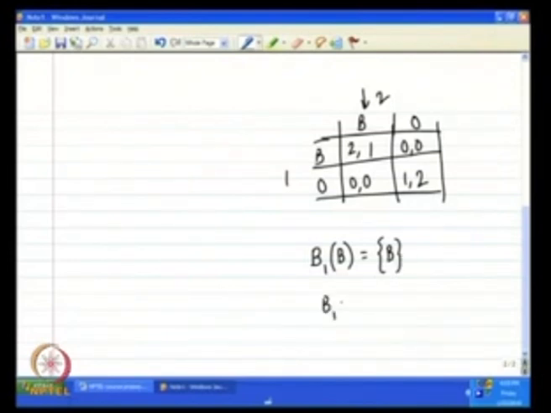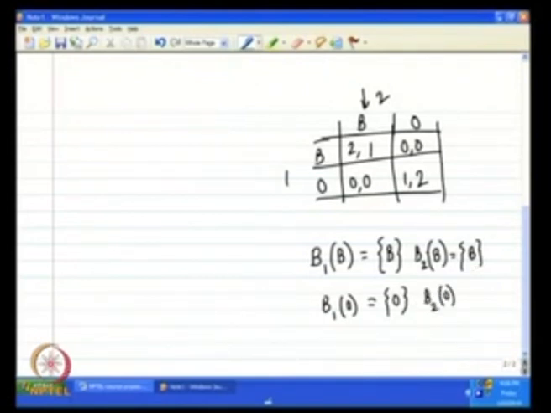And similarly, if player 2 plays O, the best response is no longer B, then the best response is O, because from O he is going to get 1, if he plays B he is going to get 0. So with respect to action taken by player 2, which is O, his best response is O. For player 2 it will be just similar, because the game is more or less a symmetric game. For player 2, if player 1 takes the action B, his best response is B, and if player 1 takes O, his best response is O. So that is how it is defined.